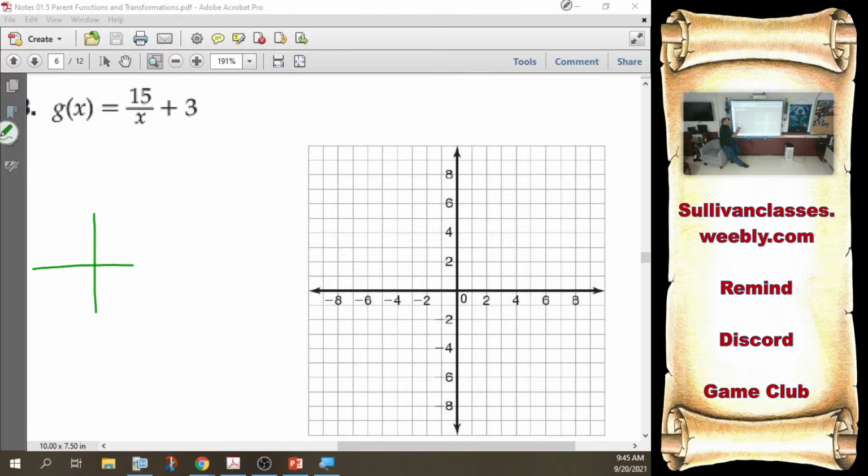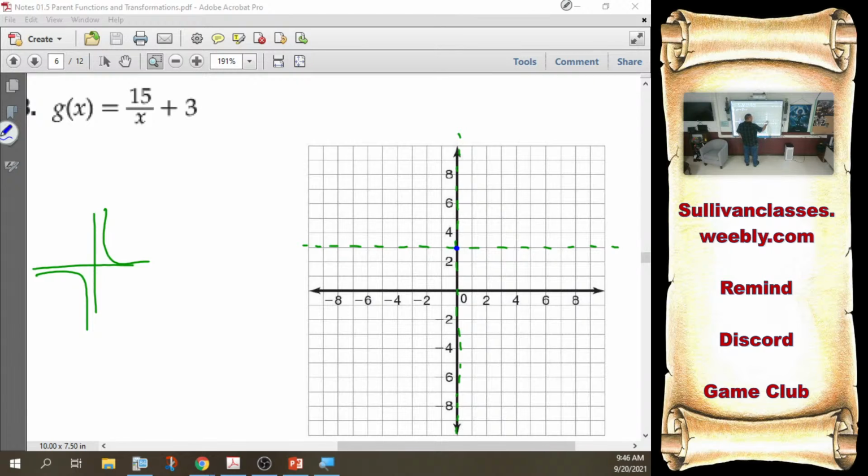The parent function looks like this. I will take that function and do what with it? Okay, so the crosshairs, those vertical and horizontal asymptotes, those moved up 3. And then instead of going from the origin, I'm going to go from that crosshair. Now normally, it would be 1 over 1 is 1. 1 over 2 is a half. 1 over 3 is a third. 1 over a half is 2. Normally. I'm going to take that and multiply it by 15, which means 15 times taller. Over 1, up 15.